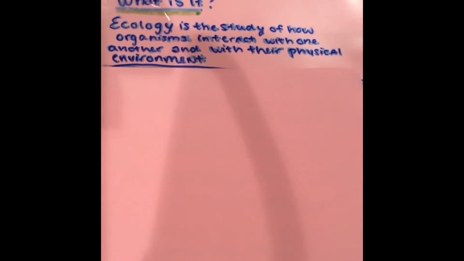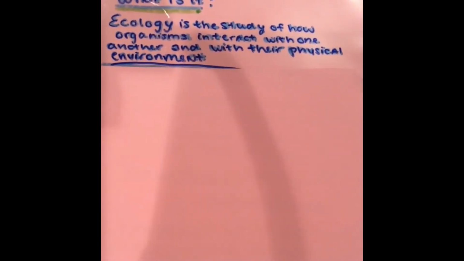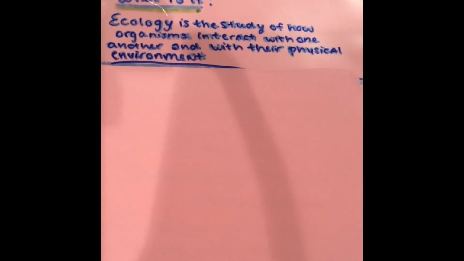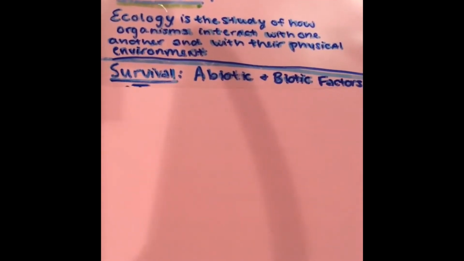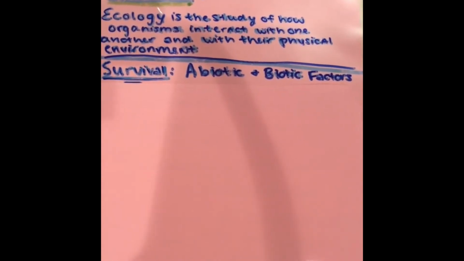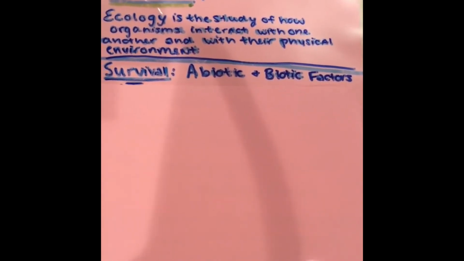To begin, we are going to learn about the basic principles of ecology. So, what is ecology? Well, ecology is the study of how organisms interact with one another and with their physical environment. Much of the interactions an organism has with its environment is dictated by what the organism needs and does to survive. Factors that dictate the survival of an organism are either abiotic or biotic factors. Biotic factors are those that are living, while abiotic factors are those that are not living.